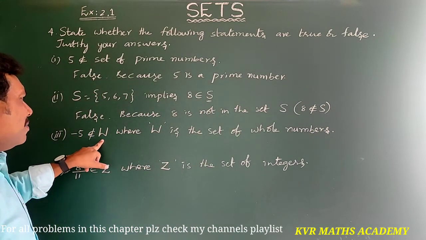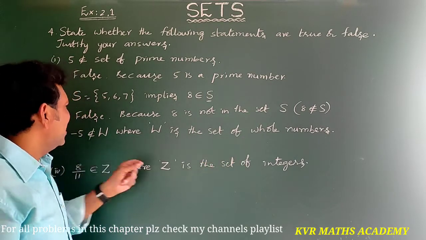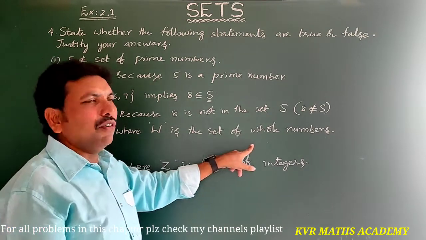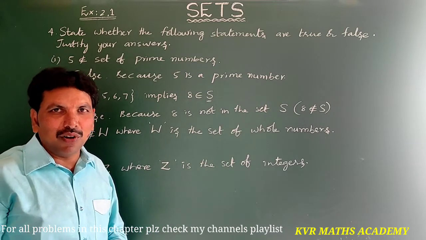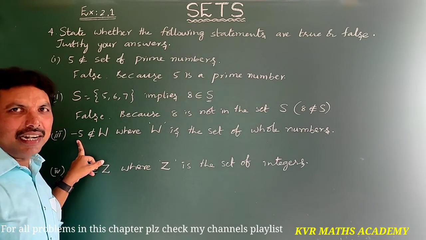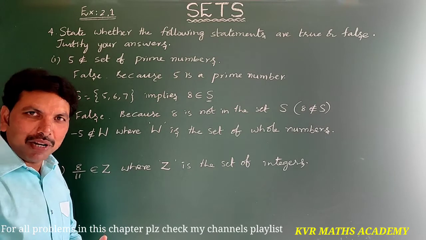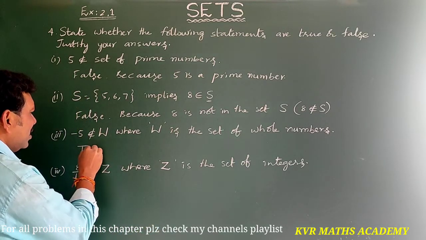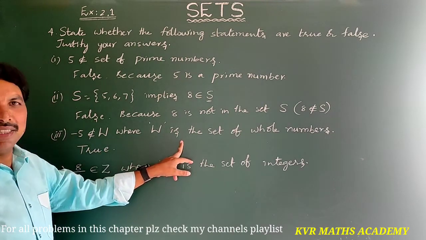Minus 5 does not belong to W, where W is the set of whole numbers. See, set of whole numbers means 0, 1, 2, 3, 4, 5, and so on. So minus 5 is not in the set W. So what is given, minus 5 does not belong to W, is it true or false? Yes, exactly. It's true. It is a true statement, so no need to write anything here.